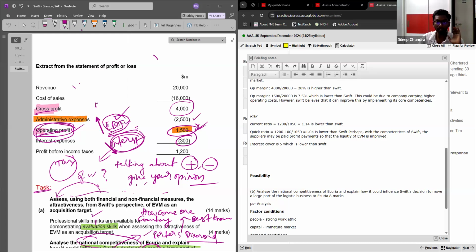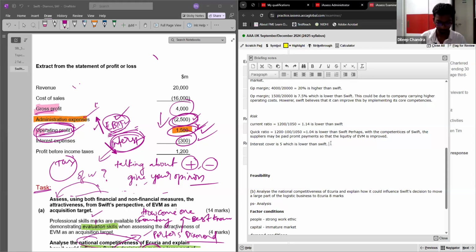So now what I can say is, maybe Swift, with its competencies, may try to reduce or restrict these administrative expenses, so that this EBIT can be bigger, and then we can get some higher interest coverage ratio. Okay, so I'll write that down.